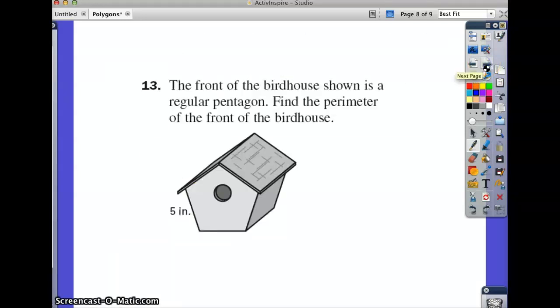Next, the front of the birdhouse shown is a regular pentagon. Find the perimeter of the front of the birdhouse. So it is a regular pentagon, which means all these sides are the same on the front, and there's 5 of them, and each side is 5 inches long. So that's 25 inches for the perimeter.